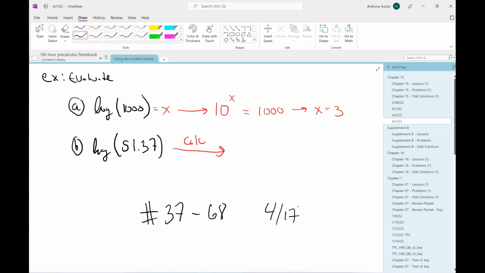We have a lot more stuff to talk about log-wise, but this is a good place to stop before we transition into something a little bit different inside of this log topic. So this feels good as a stopping point. What am I going to ask you to do now?